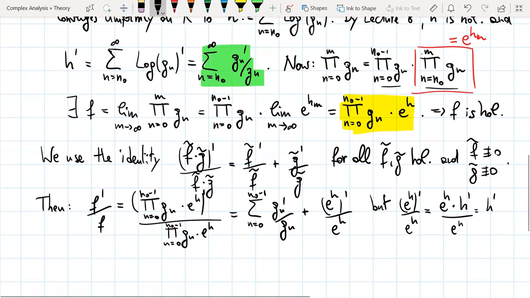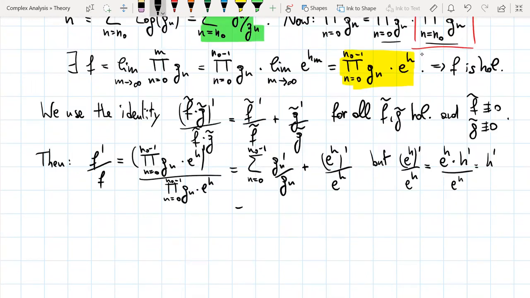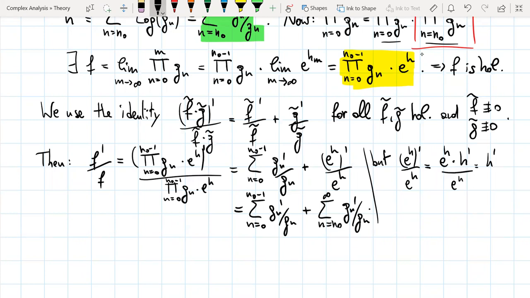So this implies that here we get the sum from n going to zero to n0 minus one of gn prime over gn plus the infinite sum from n0 to infinity of gn prime over gn. And this gives us the formula for f prime over f. And what we were saying before about the zeros is also easy to see.